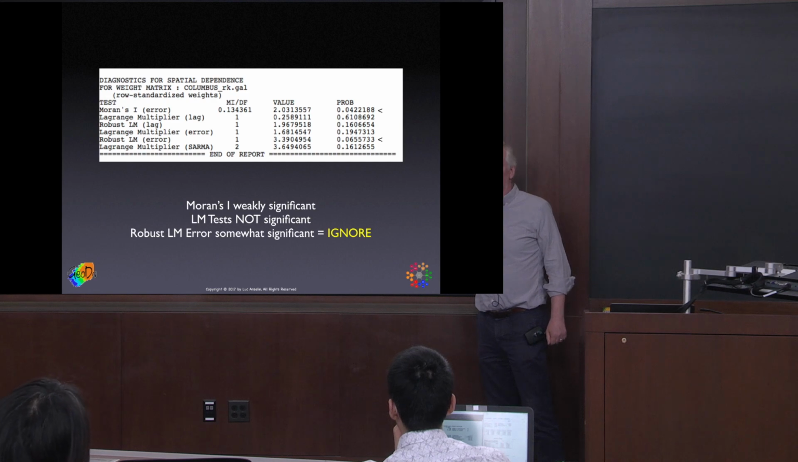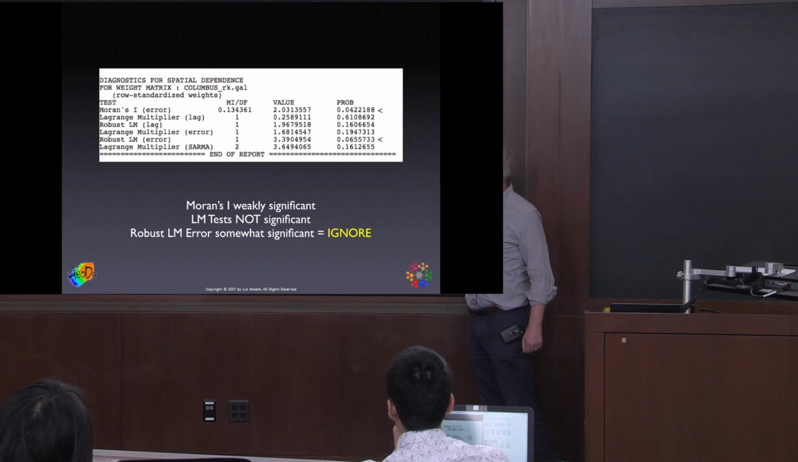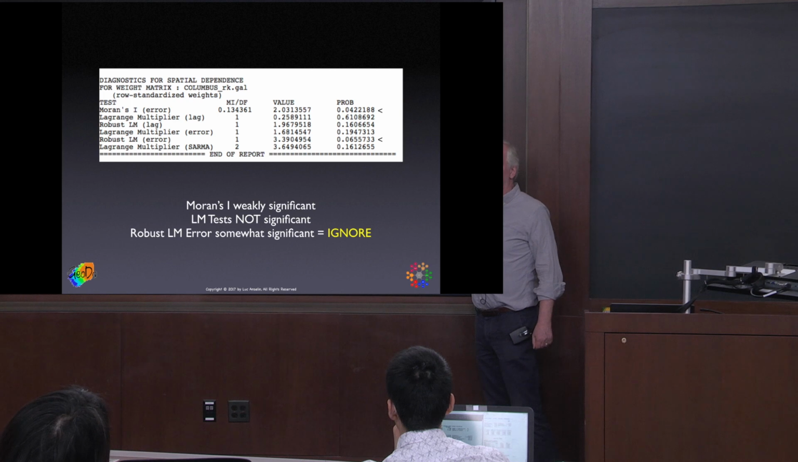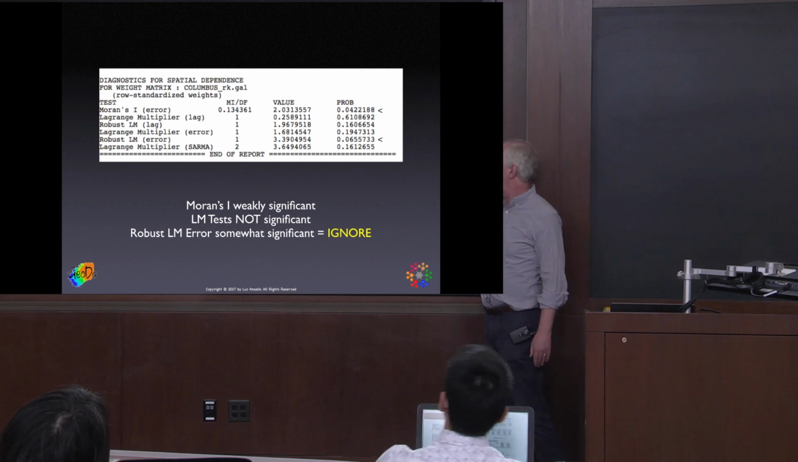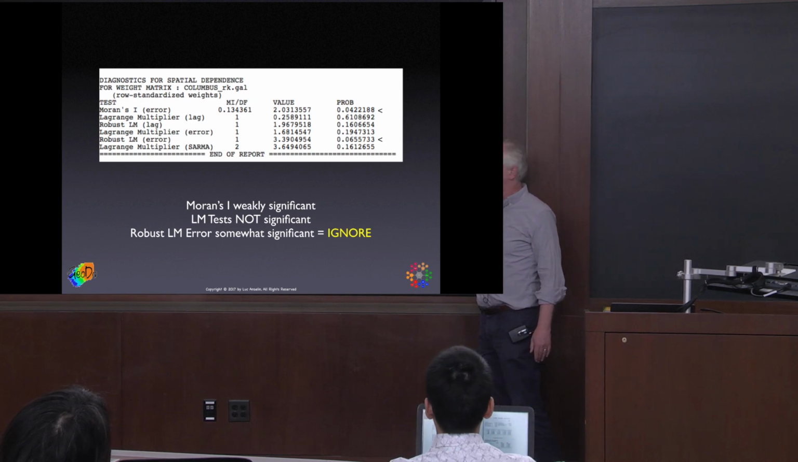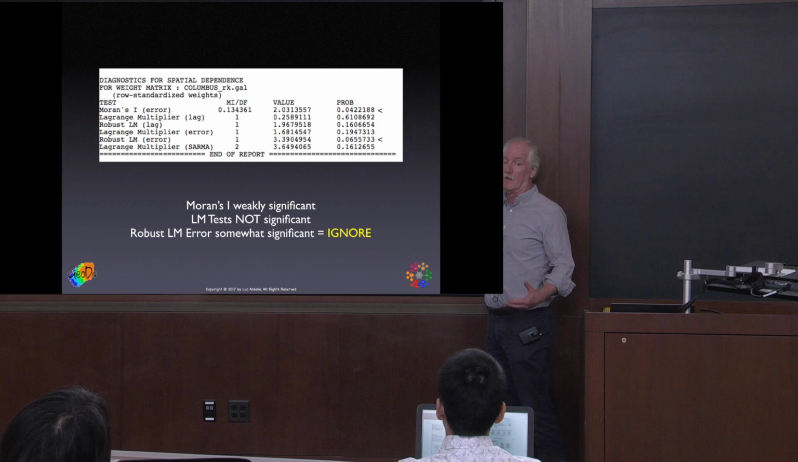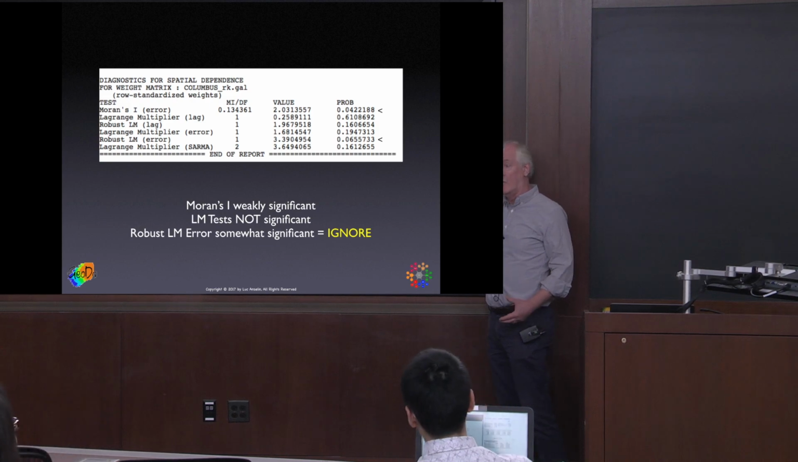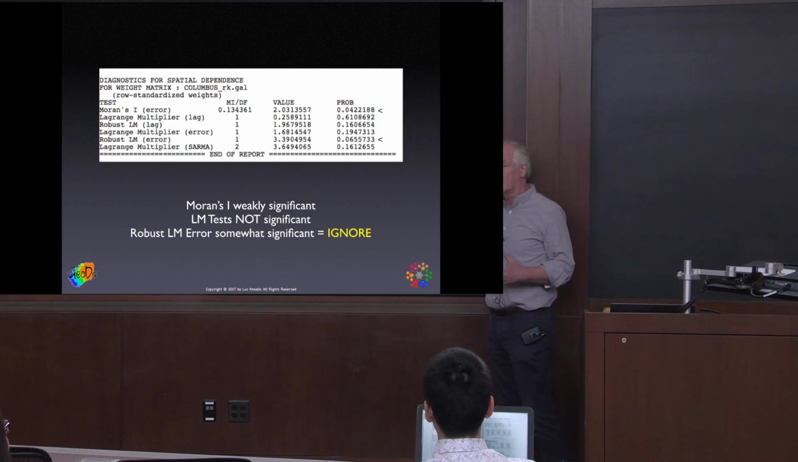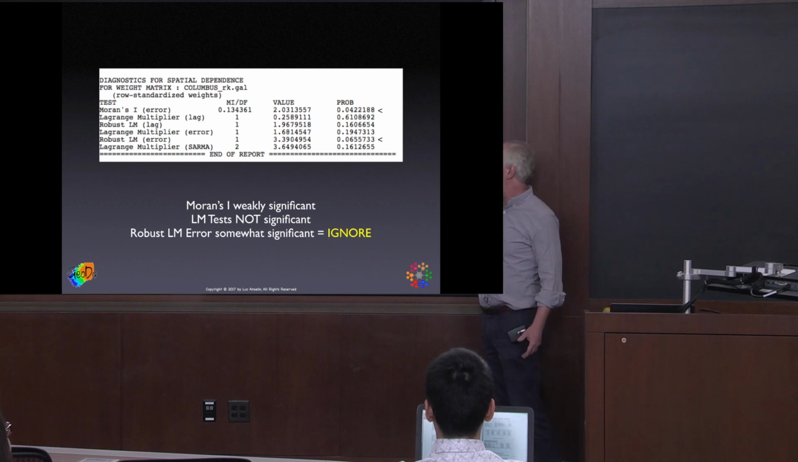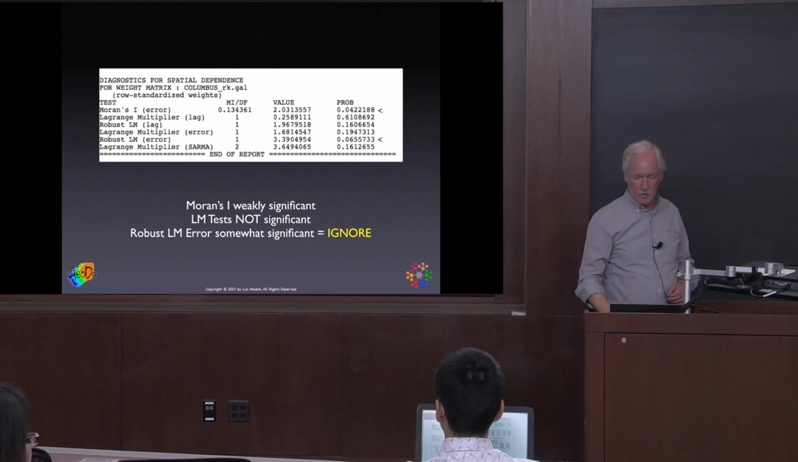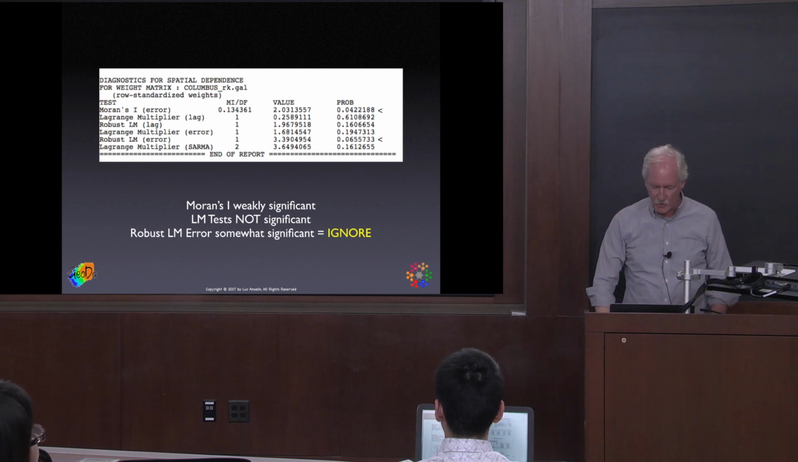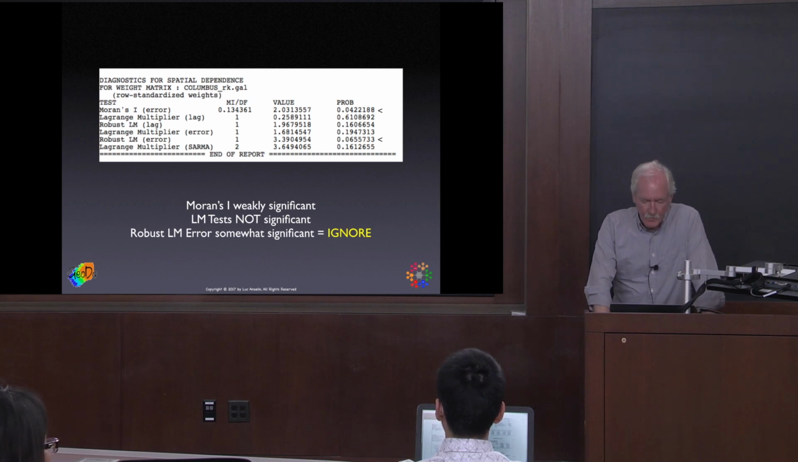This is the case, and you do run into this. We have regularly people on the listserv asking us, what do I do? The robust test is significant, so this has got to be better, right? Then the regular one is not significant. Well, it's the other way around. If these are not significant, ignore the robust one, right? And you see there's Moran's I again picking all kinds of stuff up.